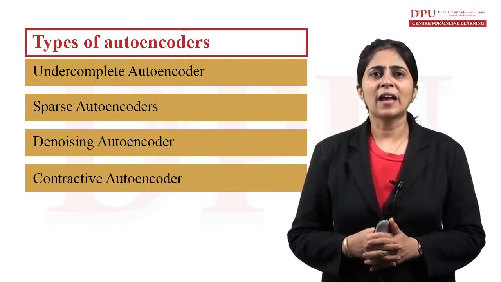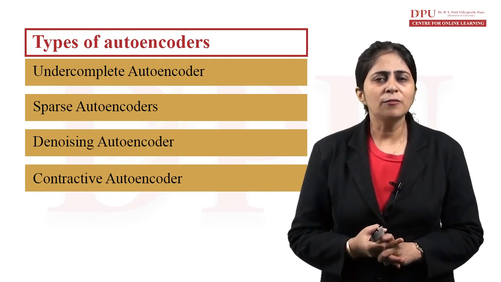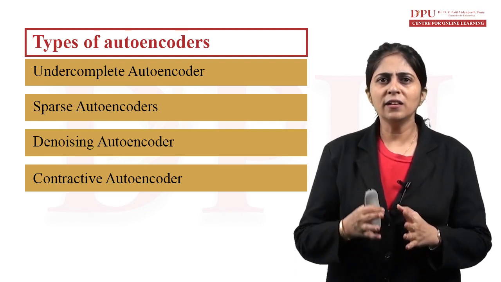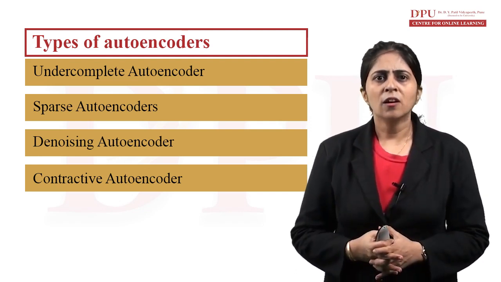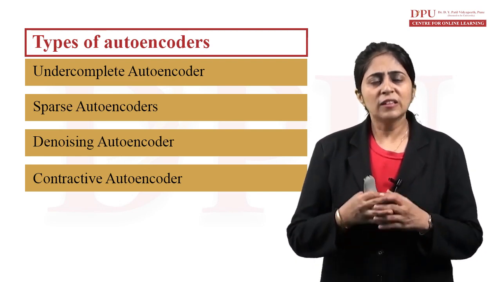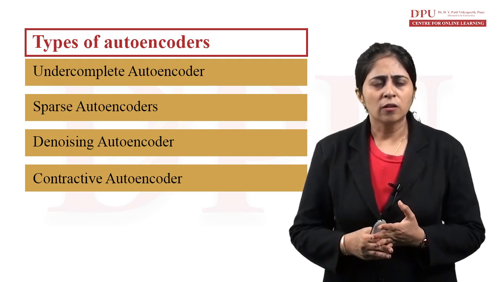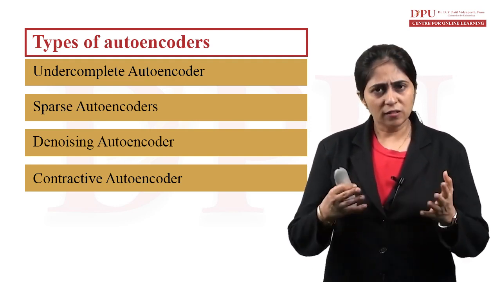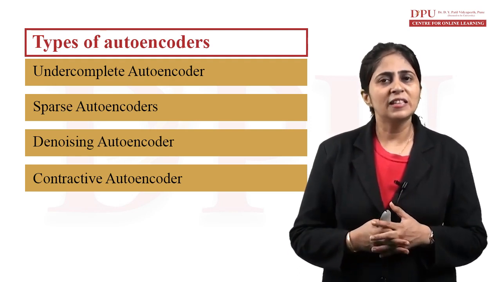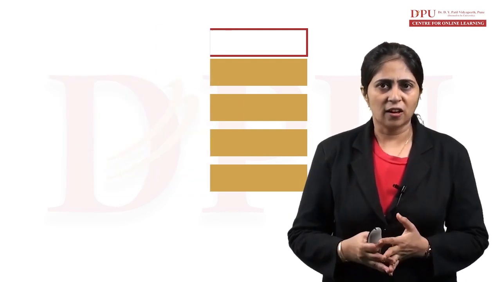Then we have the last one, that is a contractive autoencoder. The main objective of this contractive autoencoder is to have a robust learned representation that is insensitive to small variations in the data. So that is the main purpose of this contractive autoencoder. We do have some more types of autoencoders also, but the most frequently used are these 4 types of autoencoders that we have just discussed.